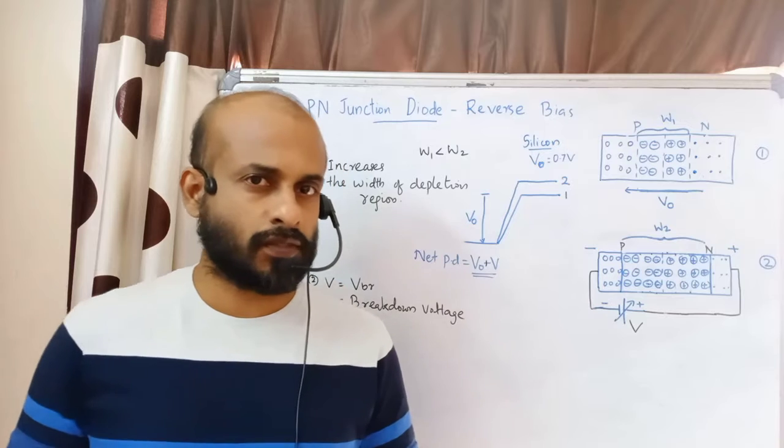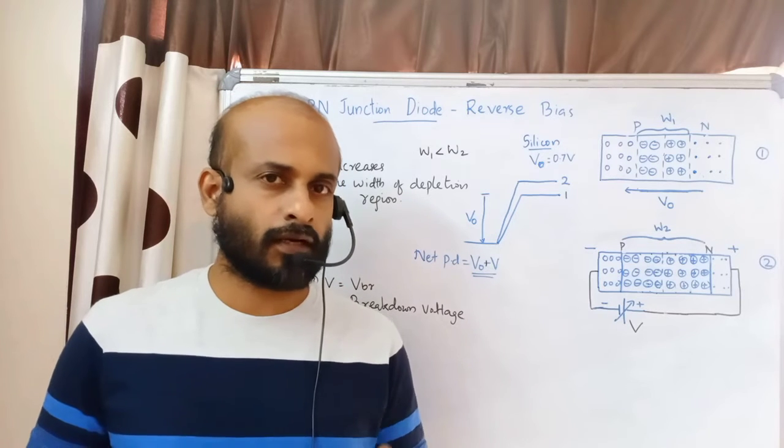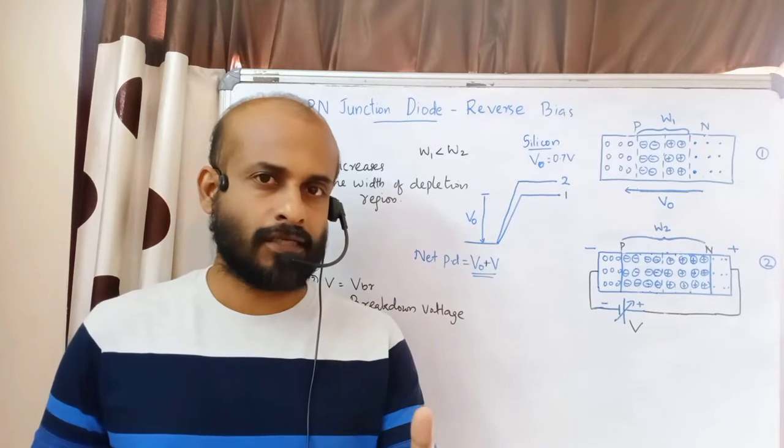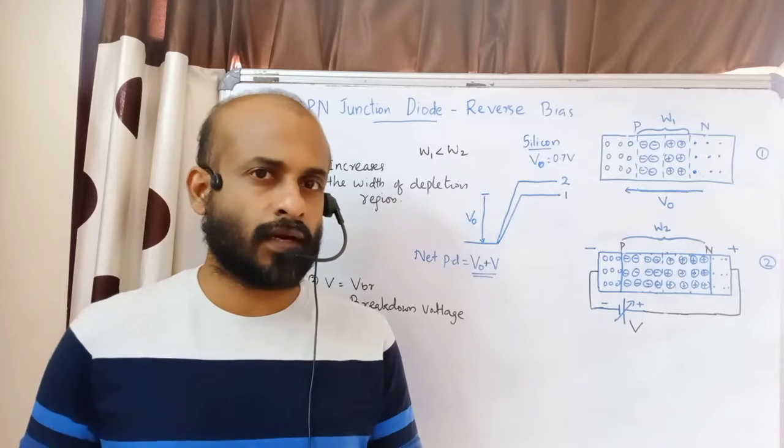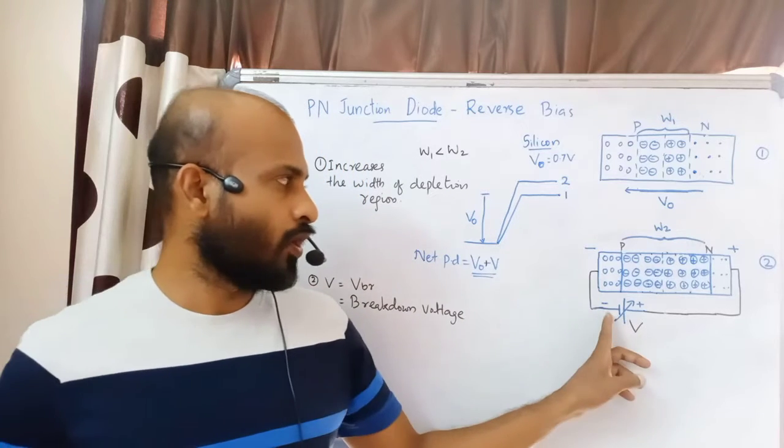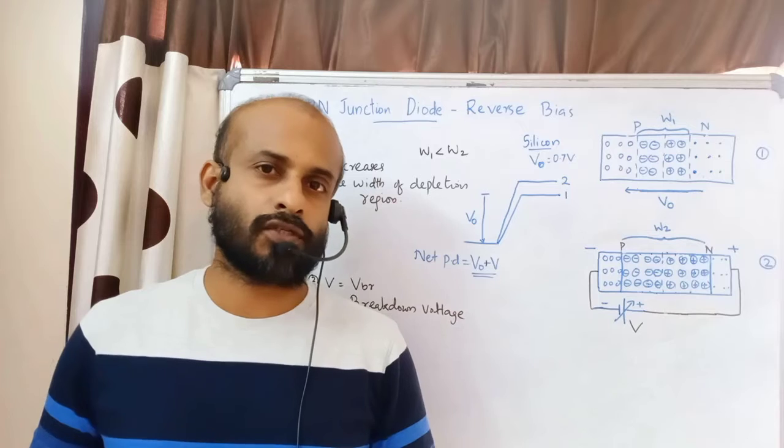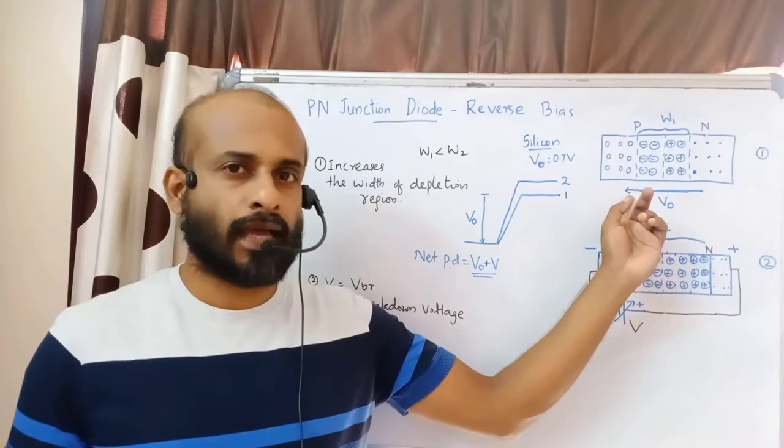In the previous class you have seen forward biasing. In forward biasing we connected the P side to high potential and the N side to low potential. Here we will connect the P side to low potential and the N side to high potential. Now you can see the diagram here.